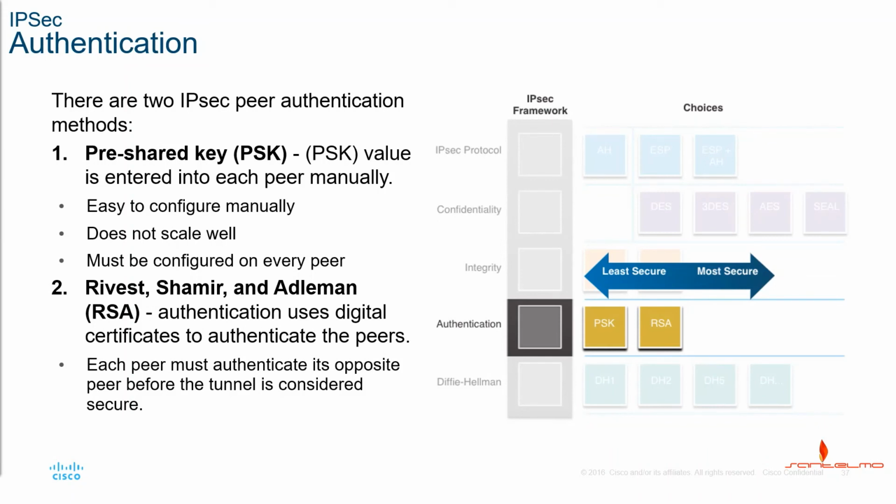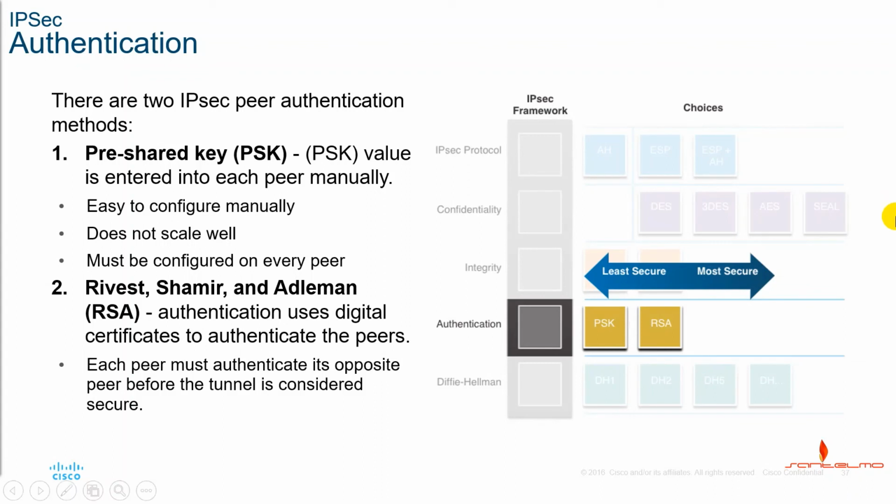Okay, now let's talk about authentication. So there are two IPsec peer authentication methods used: the pre-shared key, or the PSK, and the RSA. When conducting business long distance, you must know who is on the other end of the phone, email or fax. The same is true for VPN networks. The device on the other end of the VPN tunnel must be authenticated before the communication path is considered secure.